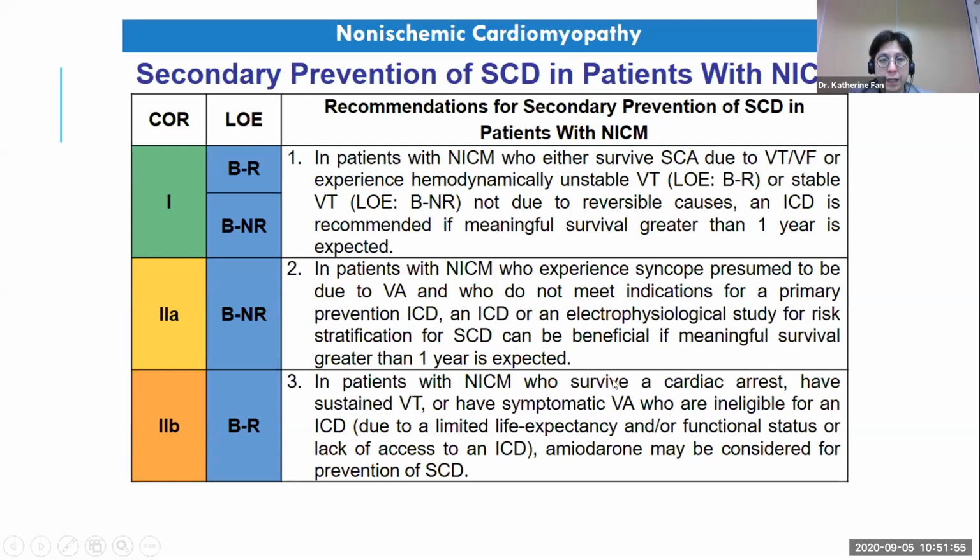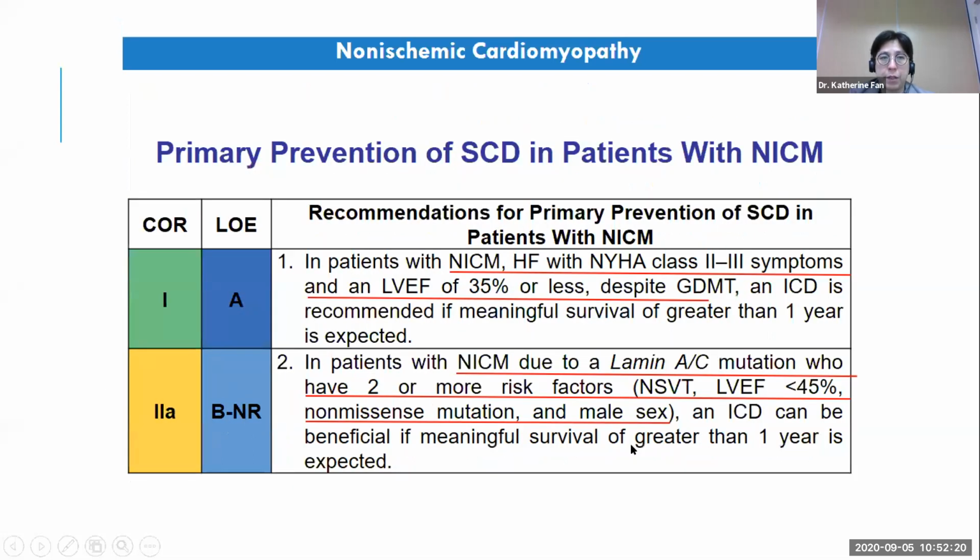For those who survive a cardiac arrest, sustained VT, or symptomatic VA who are ineligible for ICD due to limited life expectancy or functional status, amiodarone is to be considered for prevention of sudden cardiac death. So 2B for this indication if you have to consider oral medical therapy for those who are not eligible for ICD. Coming to primary prevention of non-ischemic cardiomyopathy, similar to the ischemic class, but this only includes class 2 to 3 New York functional class with ejection fraction 35% despite GDMT. So this is given a class 1 indication.